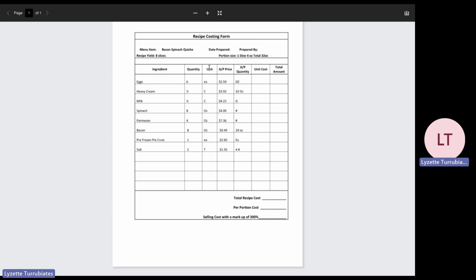And then we have unit. Unit can be placed either in volume or weight. And you're going to see some different units in other recipes that you have to cost out. Typically for pastry, we like to cost out a recipe in grams just because it helps us create a consistent product and there's not a fluctuation in the way one person measures versus another.